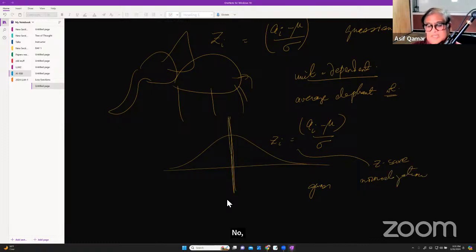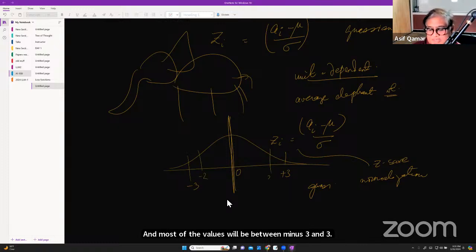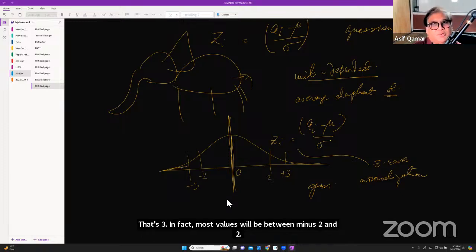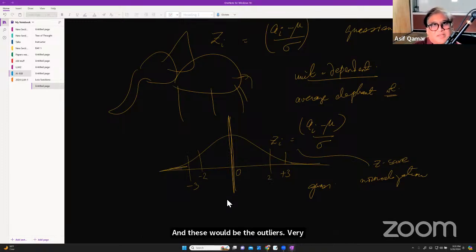And you can do this little experiment in your mind and see that it will always come up 0 centered, and most of the values will be between -3 and +3, right? In fact, most values will be between -2 and 2. And these would be the outliers, very, very few outliers. Are we together?